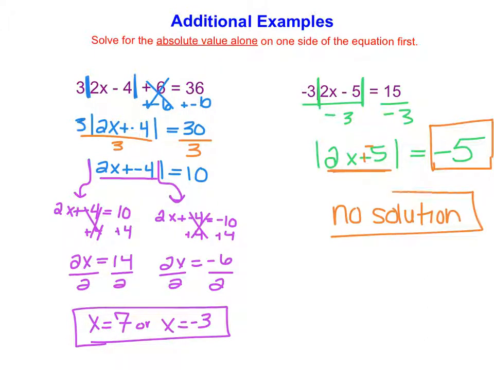So once I got that absolute value alone, I notice the absolute value equals a negative number. That means that there's no solution to that particular problem. No value of x will be able to make the equation inside of the absolute value produce a negative 5 over here on the right-hand side.